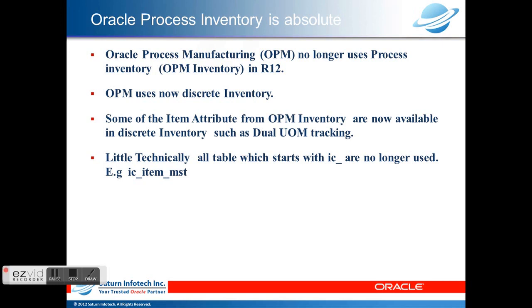Because a lot of good features from the process inventory have now been introduced into discrete inventory. Some examples are dual unit of measure control. Technically speaking, tables starting with the prefix IC are no longer used. For example, IC_ITEM_MST, which used to store the item details that were stored from the process inventory.